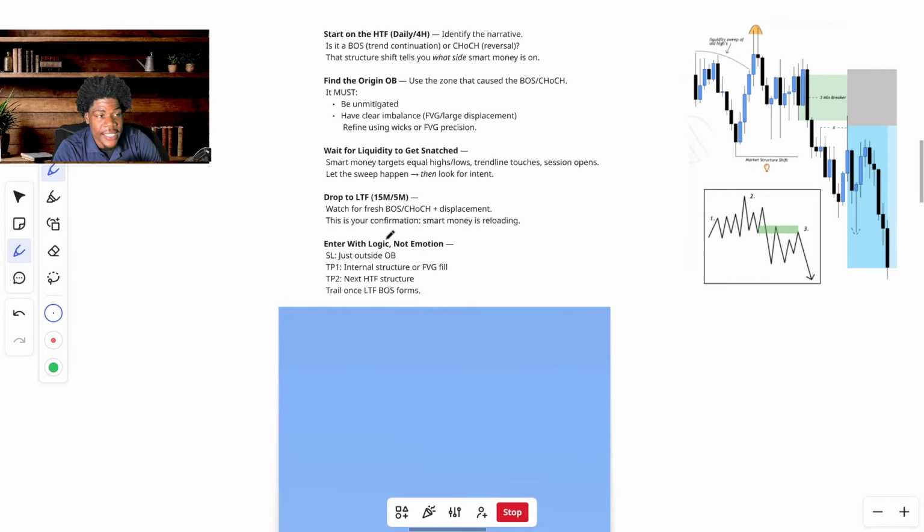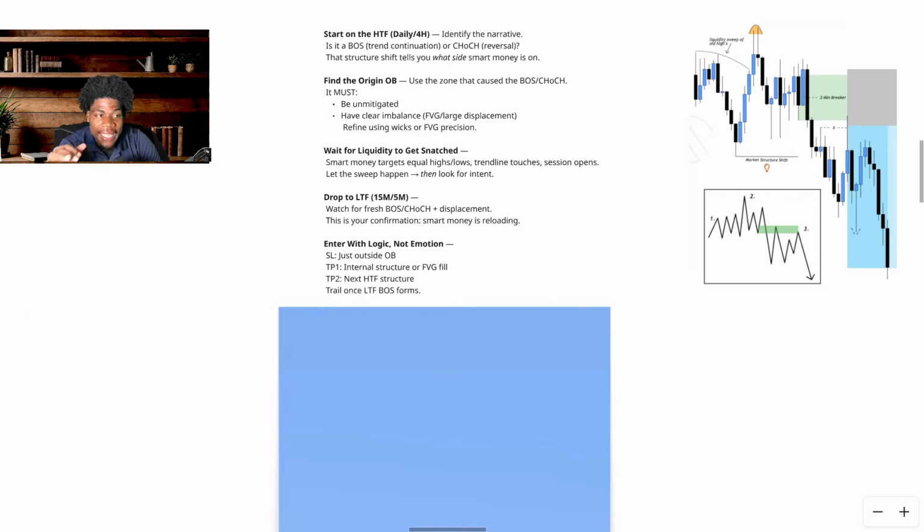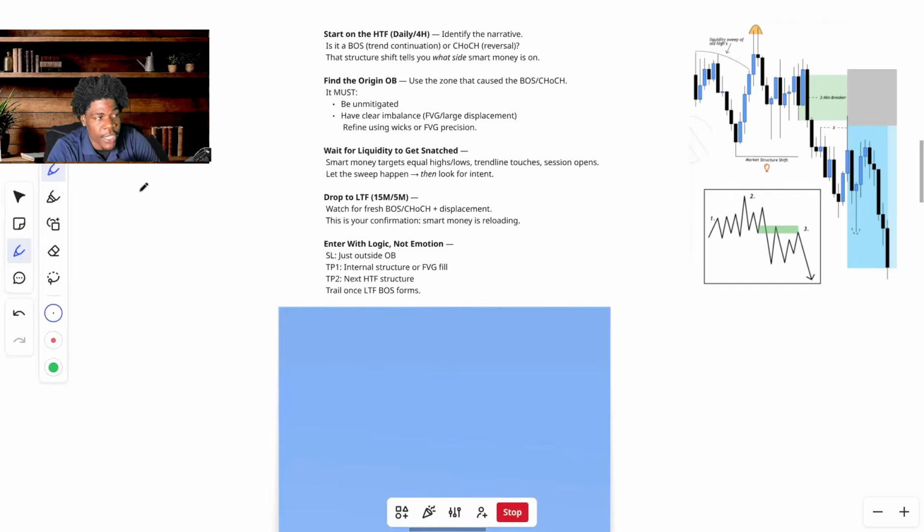And then lastly, we enter with logic, not emotion. I usually place my stop loss at the candlestick wick or the lower body of the order block, depending on the setup. My second take profit is the next higher time frame structure, and I trail my profits once the lower time frame breaker structure has been formed.